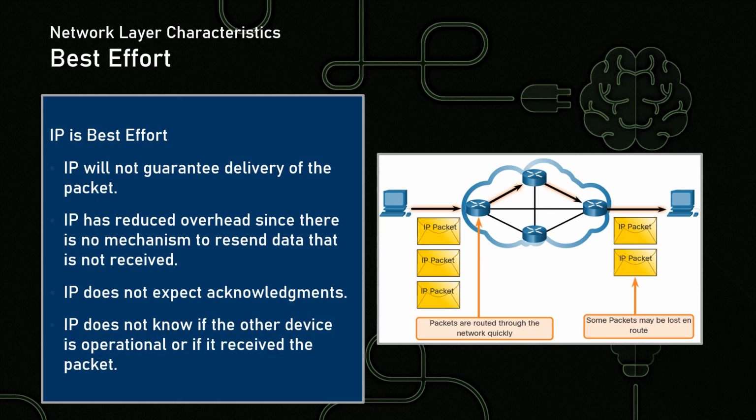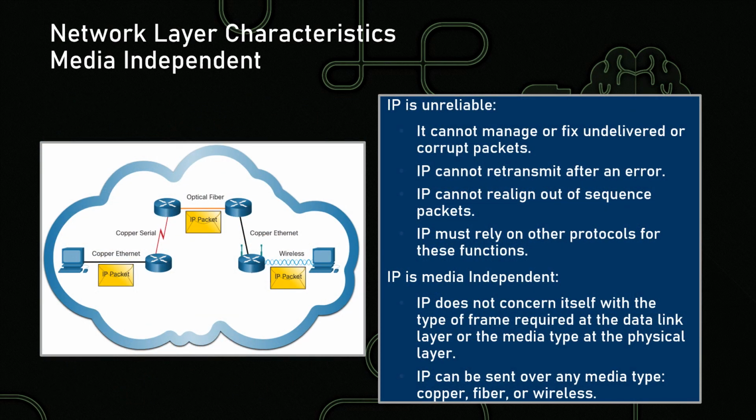IP does not expect acknowledgements either. It doesn't know if the other device is operational, if it received the packet, or if it routed it correctly once it arrived. It's basically just a big game of pass the parcel, if you will, or hot potato. We're going from one person to the next, and we have zero control over what the other units in that particular link or path are going to do. IP is unreliable, which means it cannot fix itself or manage any kind of undelivered or corrupt packet. It can't retransmit after an error, it can't realign any packet that's out of sequence, and it has to rely on other protocols for these functions.